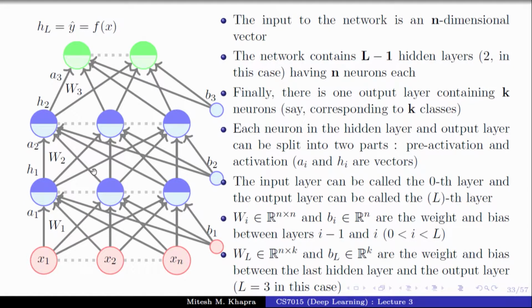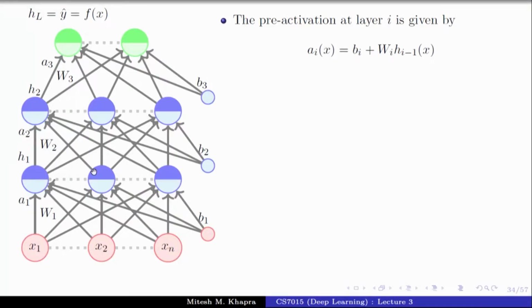Now I've not told you how to compute these HIs and AIs. What I've given you is just a schematic. I've just given you a diagram, but I've not told you how these W's and X's and B's interact with each other to finally give you the output. Okay, so let's look at that. So each of these AIs is actually given by the following formula, BI plus WI into HI minus 1. What does that mean?